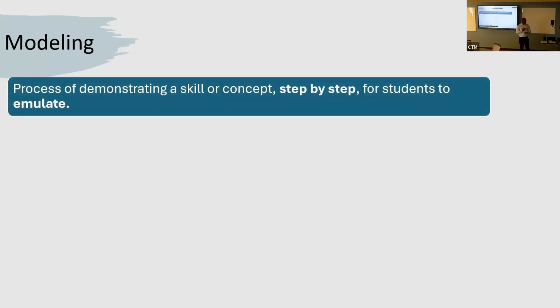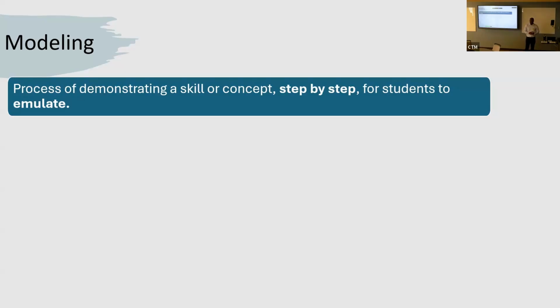Modeling, what's that? It's the process of demonstrating a skill or concept step by step for students to emulate. Focus on the keyword step by step. In our previous session, we talked about showing exemplars of excellence to our students. Once we start, let them see what the excellent product looks like. We should keep referring to the end goal, that by the end of this course, you'll be able to do this particular thing at this level of expertise.